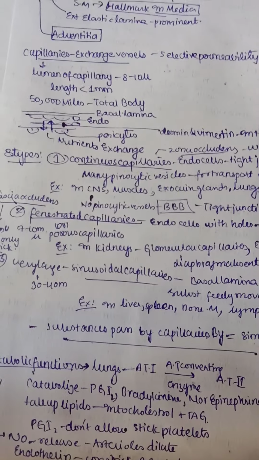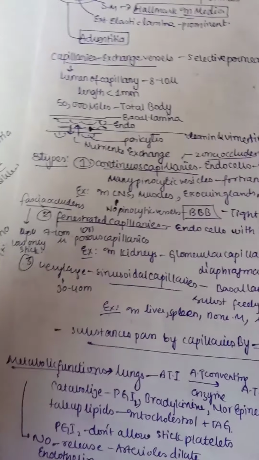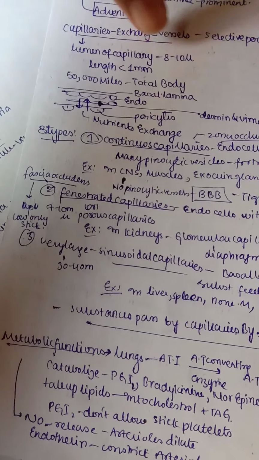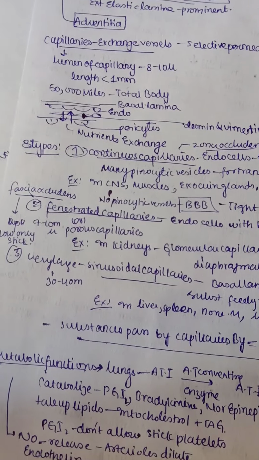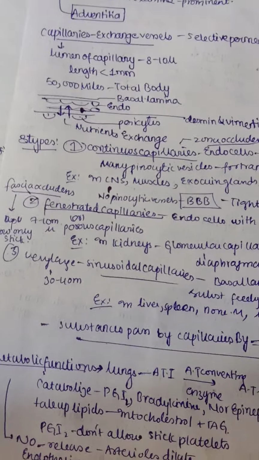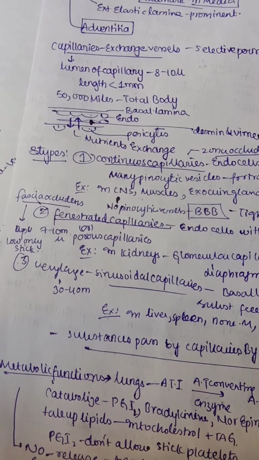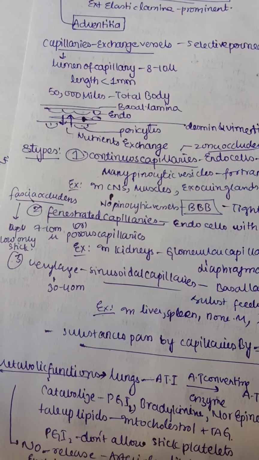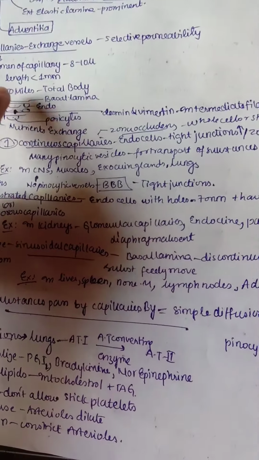So let us see now capillaries. Capillaries are exchange vessels which are selectively permeable, with a lumen of 8 to 10 micrometers and a length of less than 1 millimeter, and it is 50,000 miles when we see it in the total body. So it has a basal lamina, endothelial cells, desmin and vimentin, and also a pericyte. So these are the pericytes.